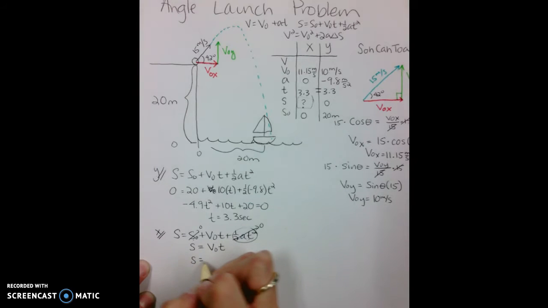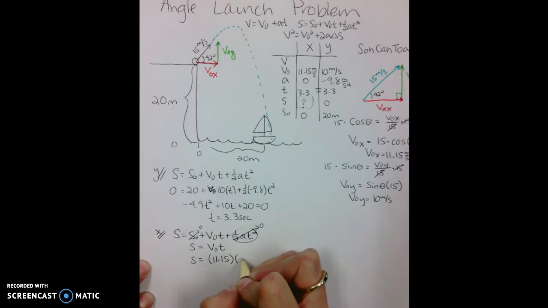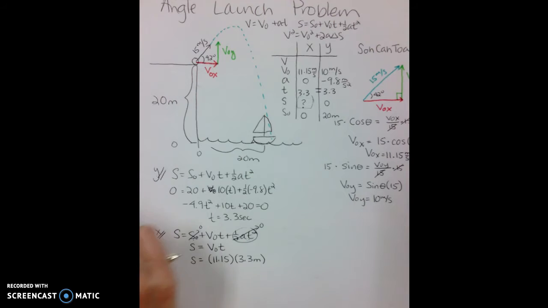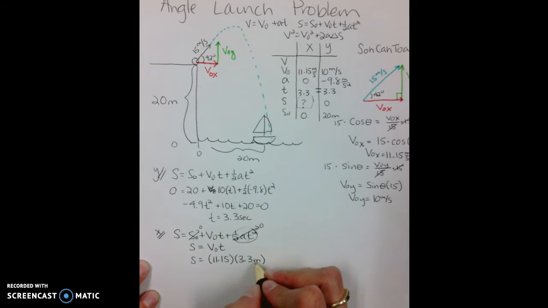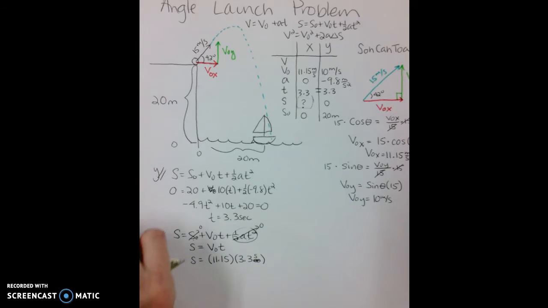And s then is equal to 11.15 times the time, which is 3.3 seconds. And so when I do that multiplication, I get 11.15 times 3.3. Oh, sorry, this is not meters, this is seconds. I get 36.8. So s is equal to 36.8 meters.